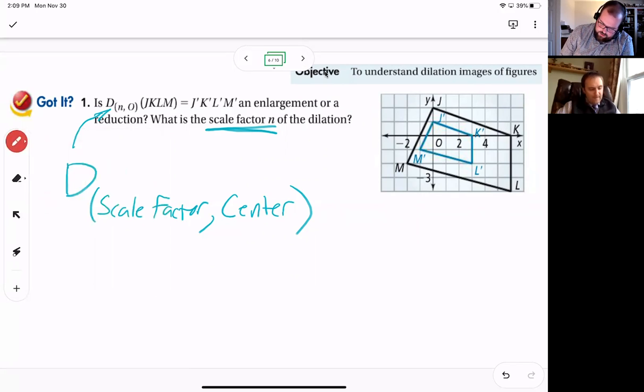Something that I do notice is that I can kind of count from the center to each of these points. So going from the center to J, OJ, is going to be 2 units. Going from the center to J prime is only 1 unit. And I'm going to see if that holds true in other places too.